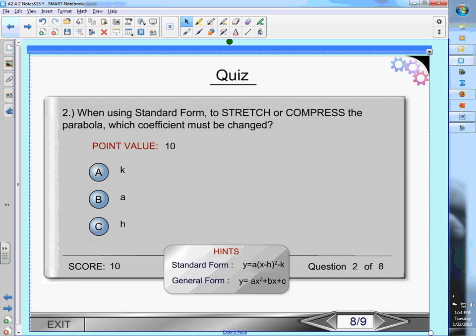Okay, so this one, are we stretching or compressing the parabola? Which coefficient do you have to change? And again, we're in standard form. This is standard form; parabolic form is what they're referring to. Which one do we change in this, right here? Letter B. Yeah, so where I'm pointing, we want variable A to change, and that's what stretches or compresses.